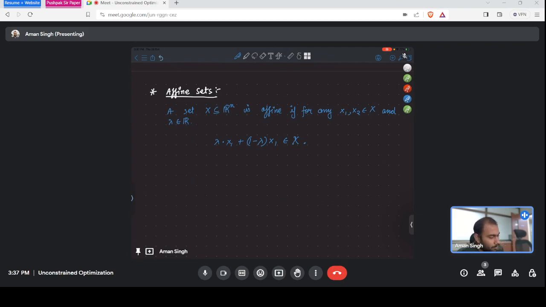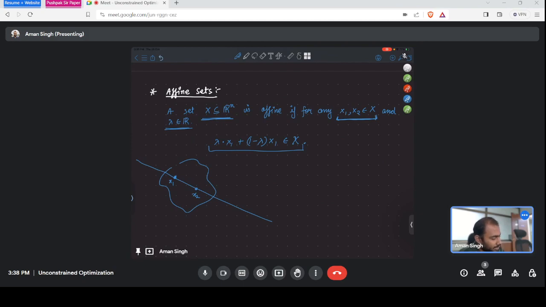So what does this definition say? Let's say we have a set X which is a subset of the n-dimensional space, and we have any two points in it. This is the curve of a line, right? And lambda belongs to R; it is not restricted to 0 and 1. So let's say we have two points x1 and x2, and there is a line passing through them. The set which contains that line is called an affine set.